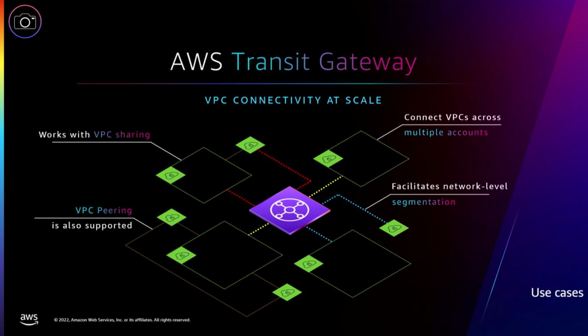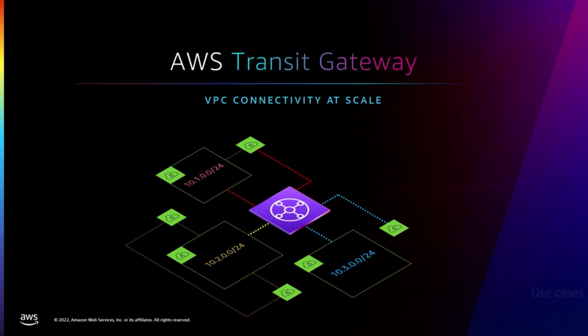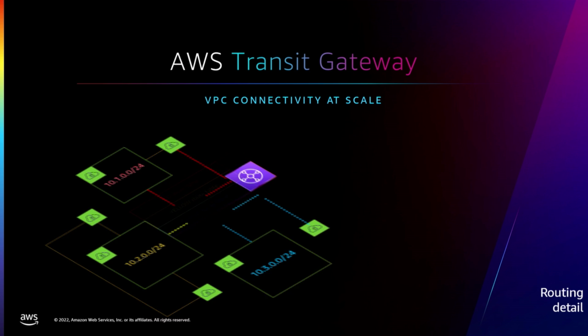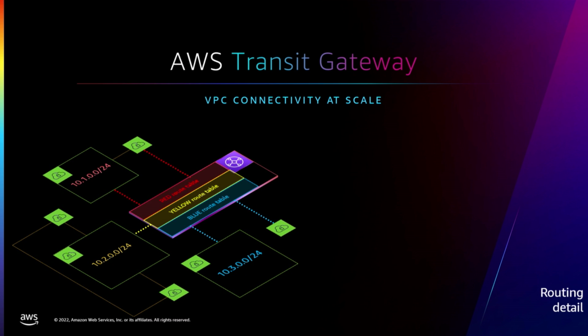With Transit Gateway, you can create multiple route tables, and with that, you can segment your network. Let's look a bit at the segmentation piece. And here's an example of the routing detail of how you configure the Transit Gateway with a routing domain for each of your use cases. Here we have 3 route tables.